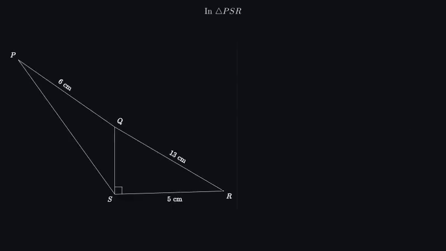Now look at triangle PSR. We know PR equals 19 centimeters, SR equals 5 centimeters, and the included angle at R is 67.3 degrees. We need to find the side PS, which is opposite the angle at R.